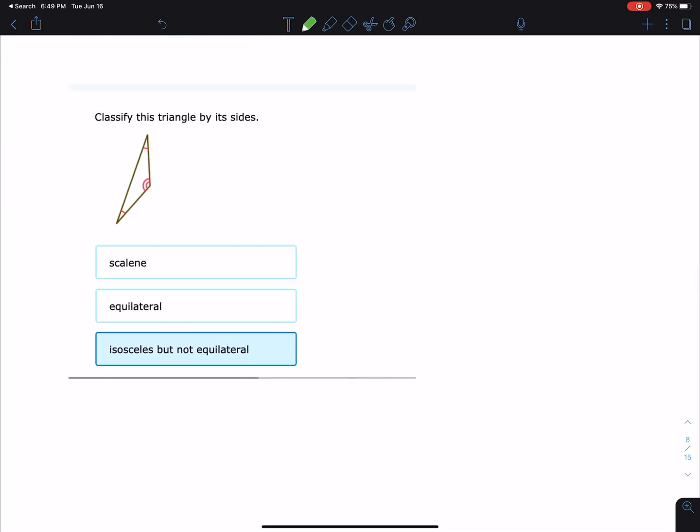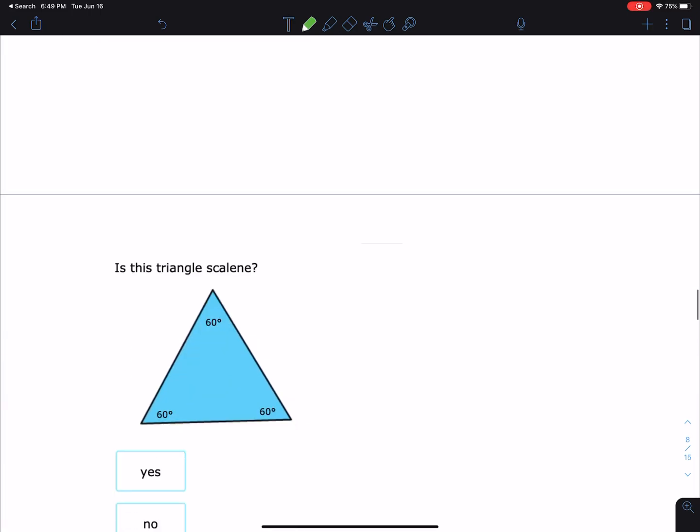Okay, classify this triangle by its sides. And look at, so it's not scalene because I can see if two angles are congruent, then two sides have to be congruent. It's not equilateral. That would be all three sides congruent. So this is isosceles, but not equilateral. Equilateral. It's a mouthful.